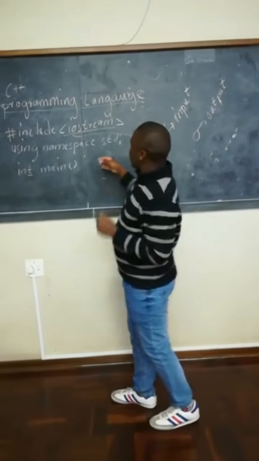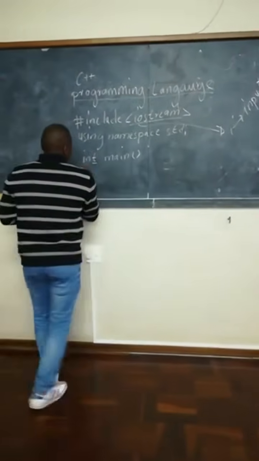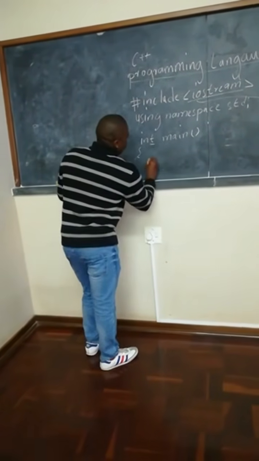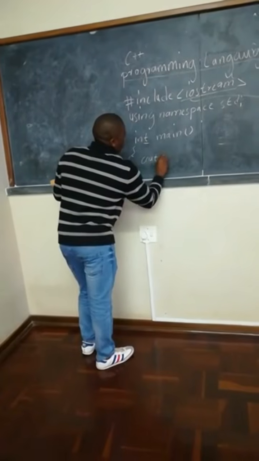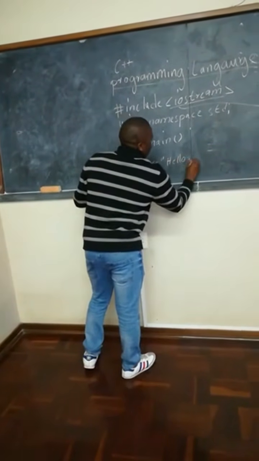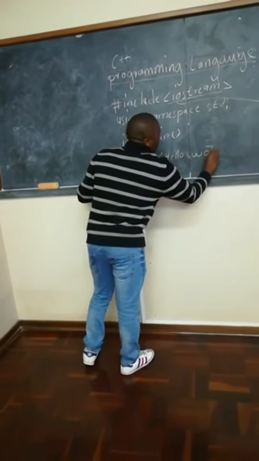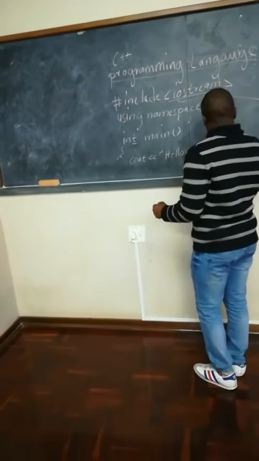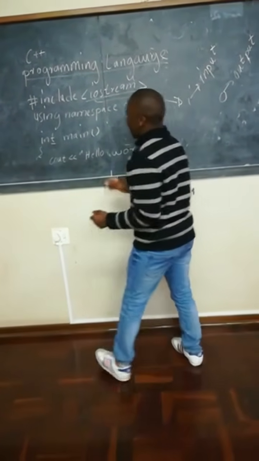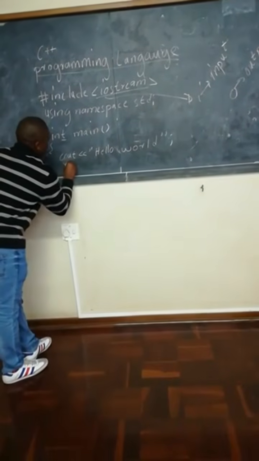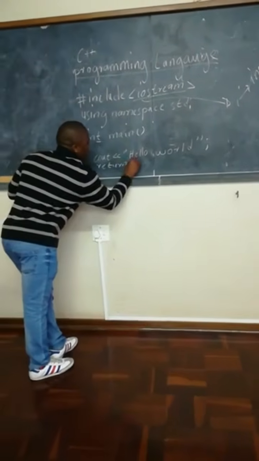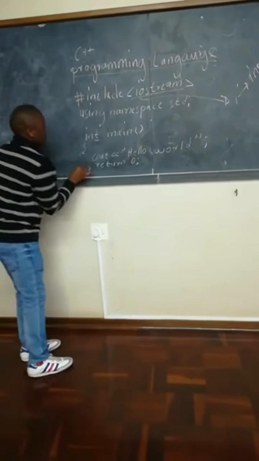Using the namespace allows us, when writing a program, for example, you have the brace, and then you say cout, hello world, semicolon. Then after that you can say return 0, semicolon, then you close the brace.